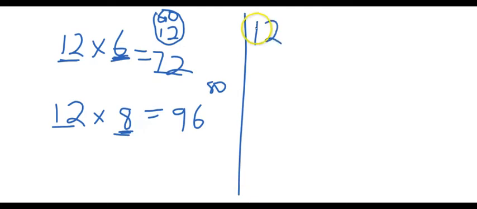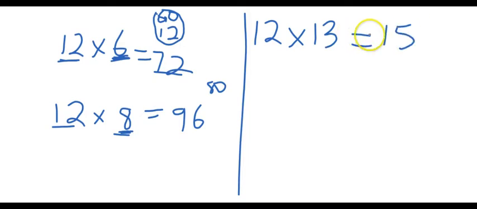Let's say 12 times 13. So I'll attach 0 to the 13 and say 130. So I'll keep the 130 in mind. And then I will double the 13, which will give me 26. So I have 26 plus 130, and that will give me 156.